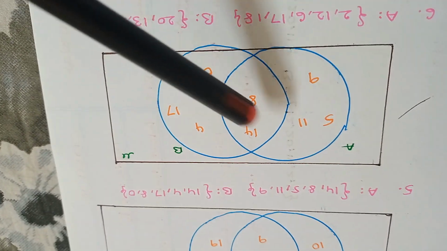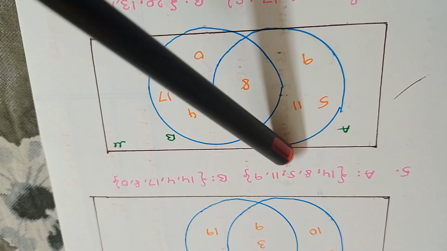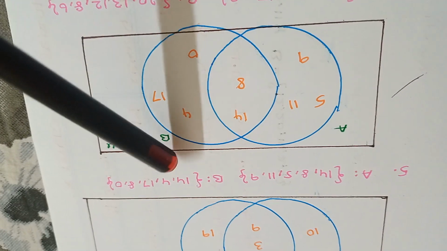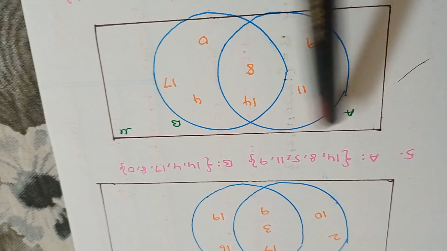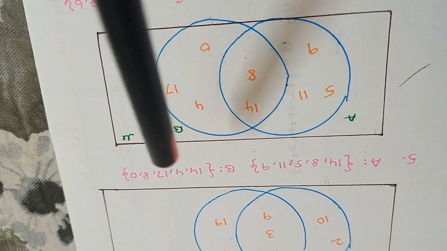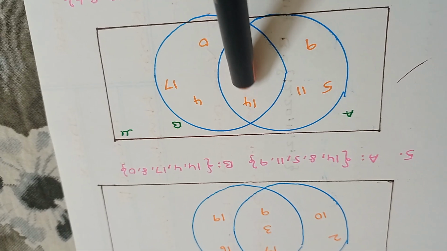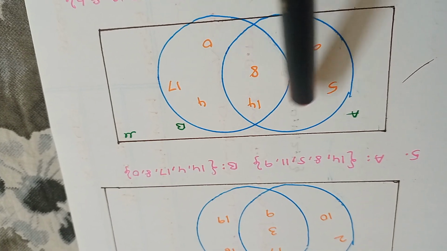Now it's the fifth one. Set A equals 14, 8, 5, 11, 9. Set B equals 14, 4, 17, 8, 0. What are the repeated values from both the sets? 14 is repeated, 8 is also repeated. We write those in the middle region, because this is a common region for set A and set B.